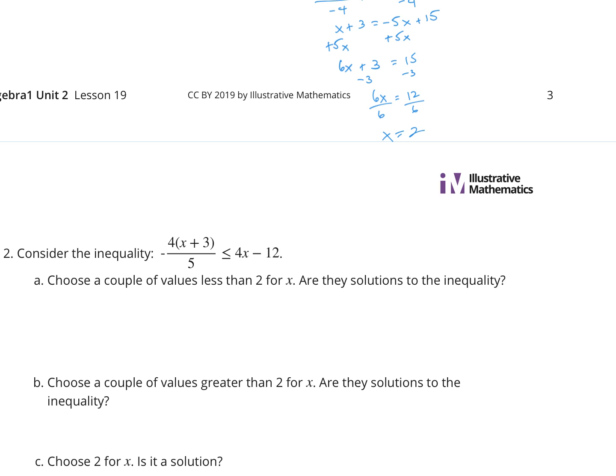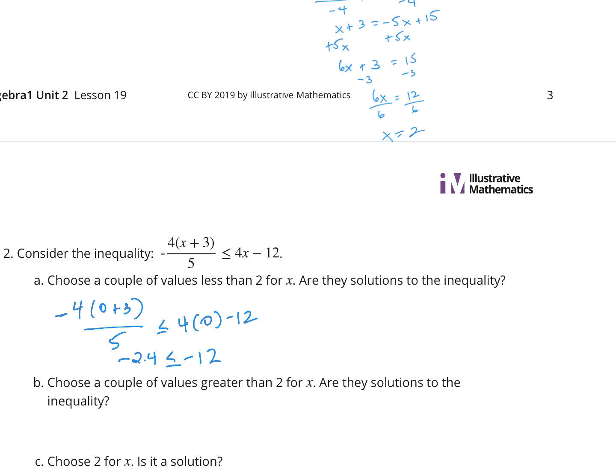I'm going to choose a couple values less than 2. Let's go with 0, my favorite. So we have negative 4 times 0 plus 3 over 5, less than or equal to 4 times 0 minus 12. 0 plus 3 is 3. Negative 4 times 3 is negative 12. Negative 12 divided by 5 is negative 2.4. 4 times 0 is 0, and then we have 0 minus 12, which is negative 12.